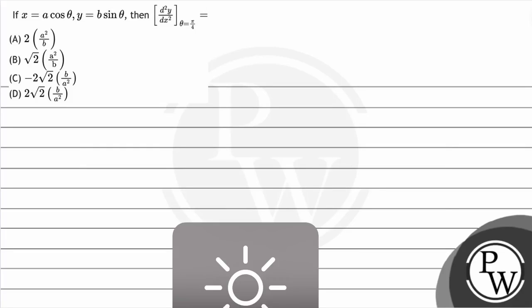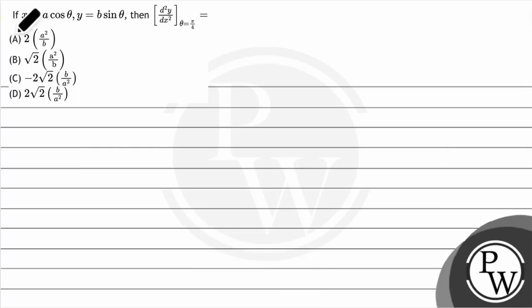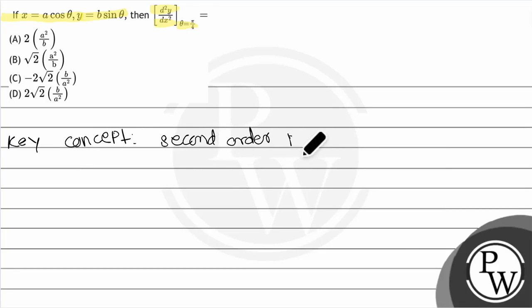So let's discuss the given question here. If x equal to a cos theta and y equal to b sin theta, then d2y by dx square at theta equal to pi by 4. So guys, to solve this question we use the key concept, that is nothing but the second order derivative. Okay. So how we solve this?